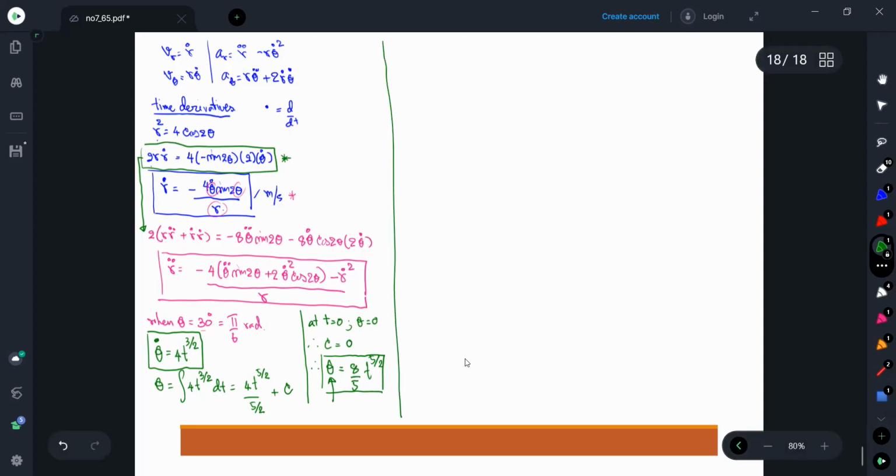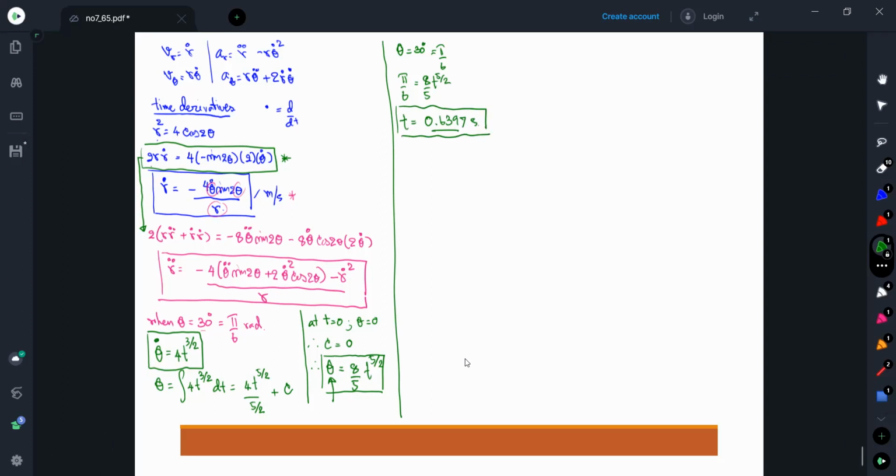So for this case, we substitute theta equal to 30 degrees, that is equal to pi over 6 here. And we obtain pi over 6 equal to 8 over 5 t power 5 over 2. So for this case, we can solve for t, which becomes 0.6397 seconds. That gives us the time.